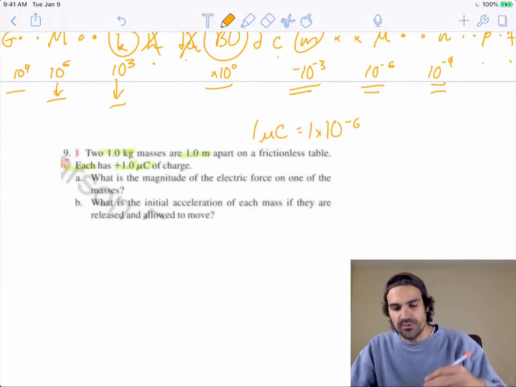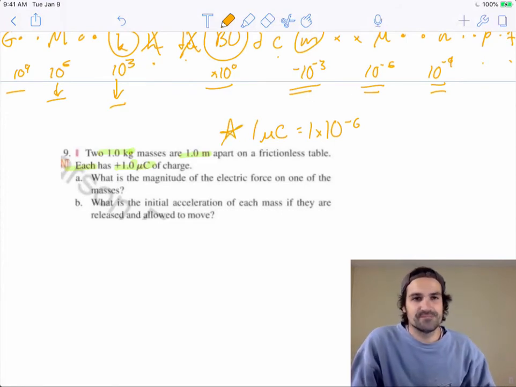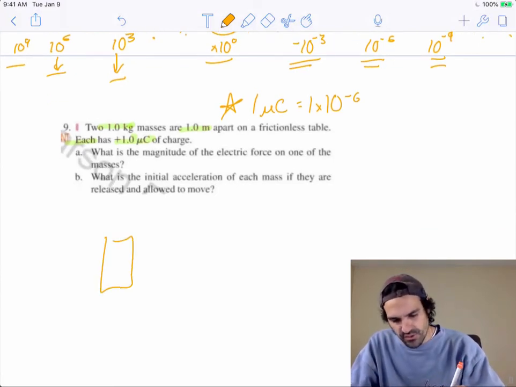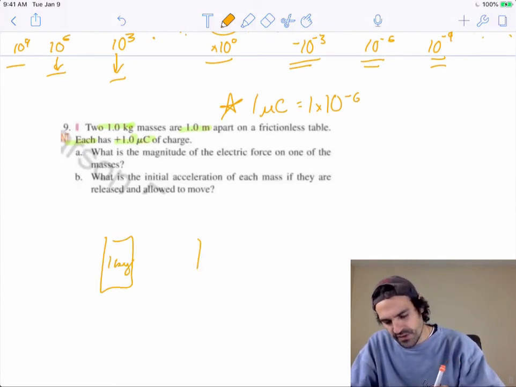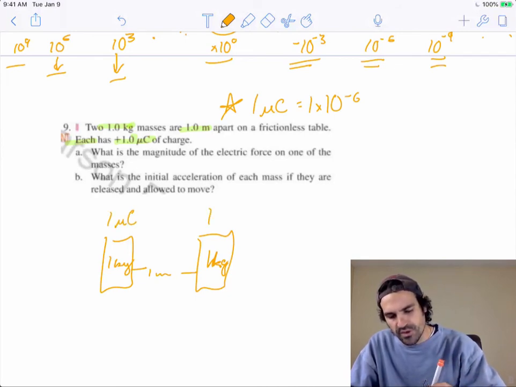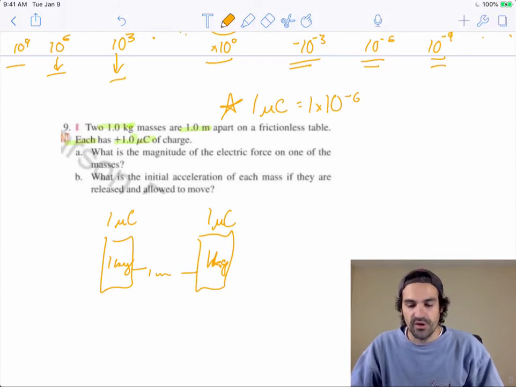So coming back, we now know 1 microcoulomb is 1 times 10 to the negative 6. We have two 1 kilogram masses, so 1 kg, and they're 1 meter apart. And they each have 1 microcoulomb, or 1 times 10 to the negative 6 coulombs of charge initially. What is the magnitude of the electric force on one of the masses?